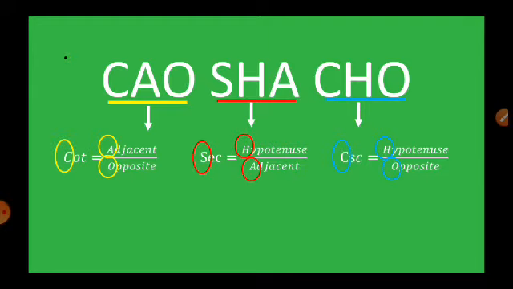Lastly is the CHO, where this is the function represented by cosecant, which is equal to hypotenuse over opposite. So the CHO, its C is from cosecant, H is from hypotenuse, and then O is the opposite. So in order for us to identify the three other functions, these are the acronyms CAO-SHA-CHO.